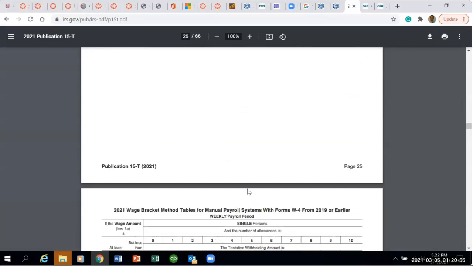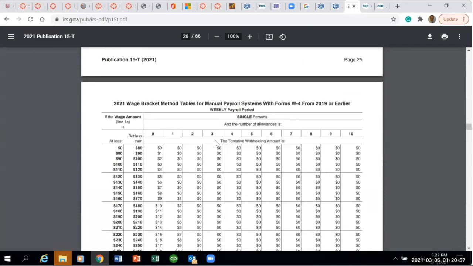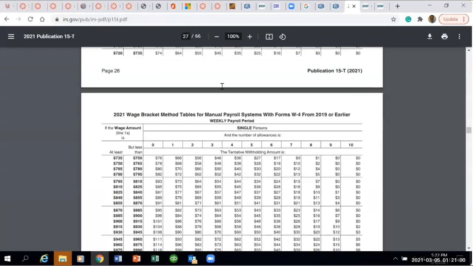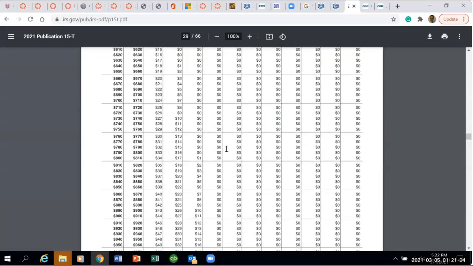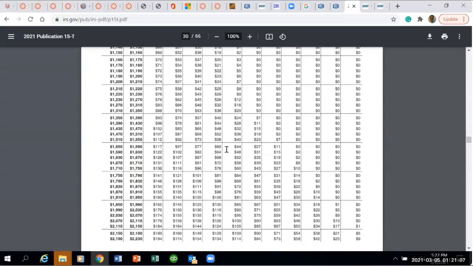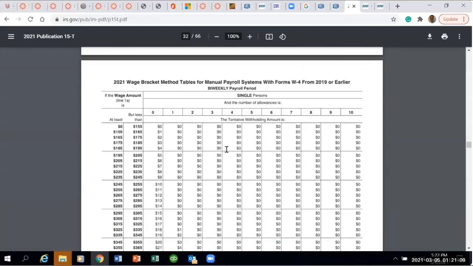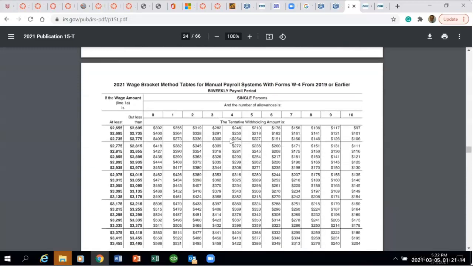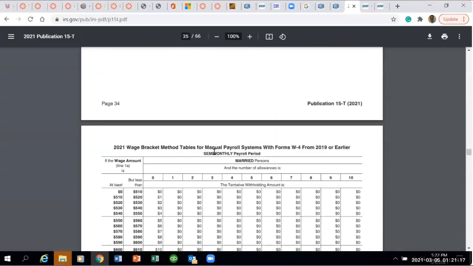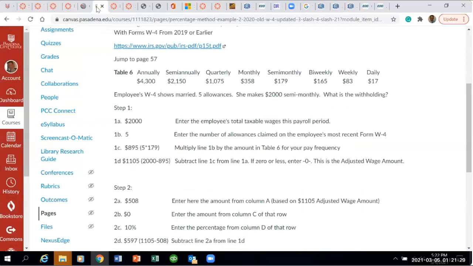So go a little bit down to get to semi-monthly. This is still weekly, so keep going. Weekly, weekly, bi-weekly, bi-weekly. Keep going down, bi-weekly, bi-weekly. Still bi-weekly, then semi-monthly. Right there. How much was that? Gosh, 2,000, I believe. Yes, 2,000 with 5 allowances.